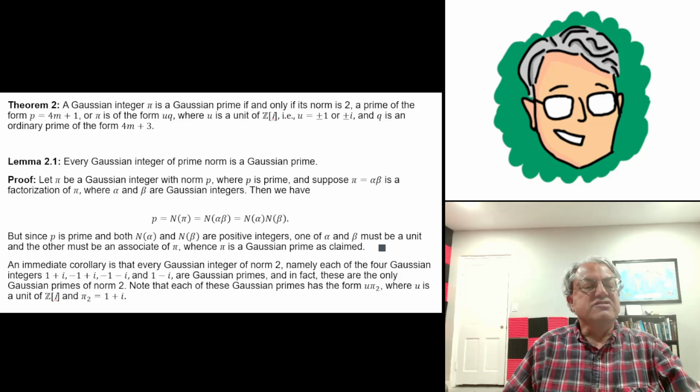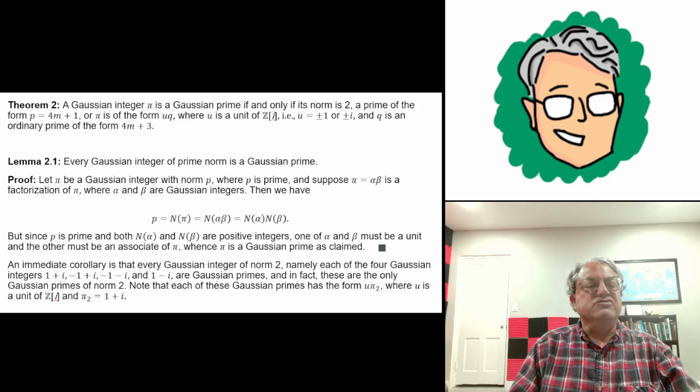So let's just do this. Our first lemma says that every Gaussian integer of prime norm has to be a Gaussian prime. This is actually very easy to prove, because remember what I said earlier about norm being multiplicative? If we have a Gaussian integer whose norm is a prime, I'm calling it pi here, and this is the usual convention I'm going to use, I'm going to say pi is a Gaussian prime. Don't confuse it with the pi you learned in grade school, 3.14 approximately. It's not that pi. So pi here represents a Gaussian prime of norm p, where p is a prime of the form 4m plus 1.